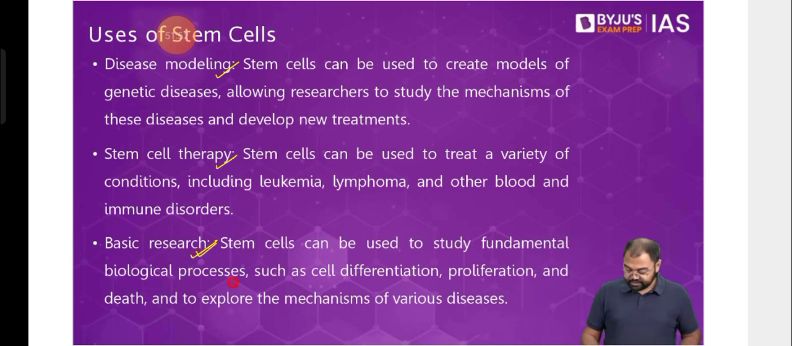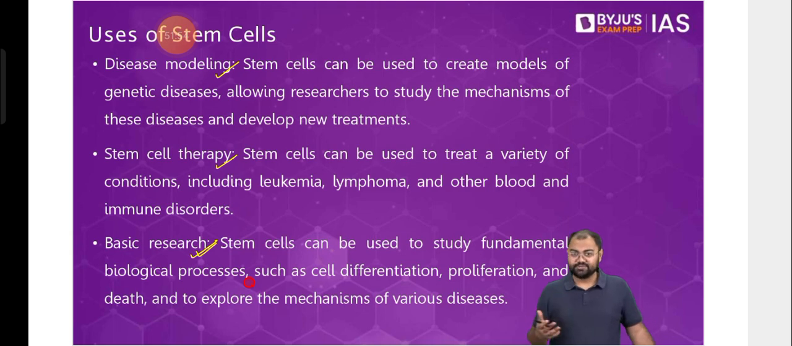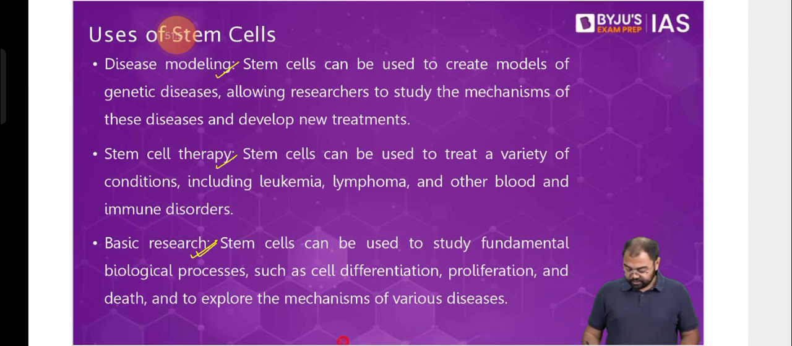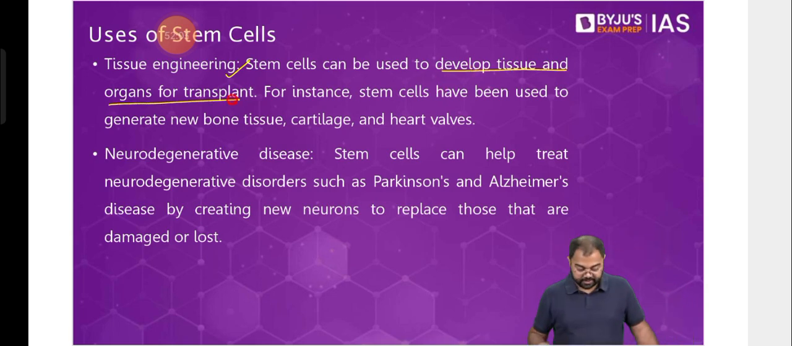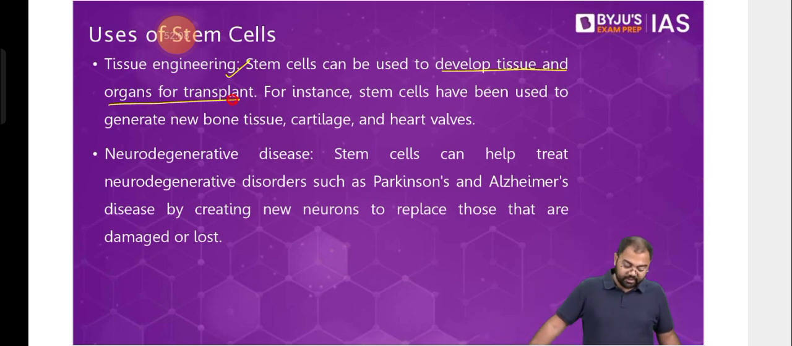Then for basic research also it can be used, so that we can find out various ways in which cells function, how they grow, how they die, and that can also give us better insight into the various mechanisms of diseases as well. Then there is something called tissue engineering. In tissue engineering, it is used to develop tissues and organs, especially for transplants, and wherever there are any damages because of disease or even due to injury. In all these cases, tissue engineering becomes very useful.